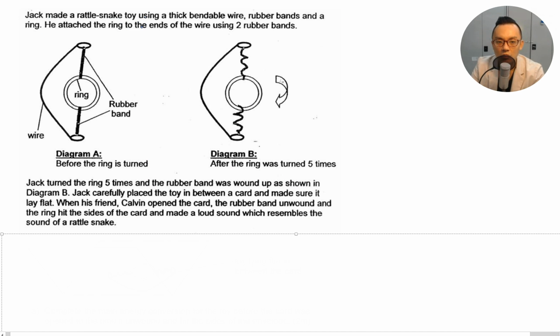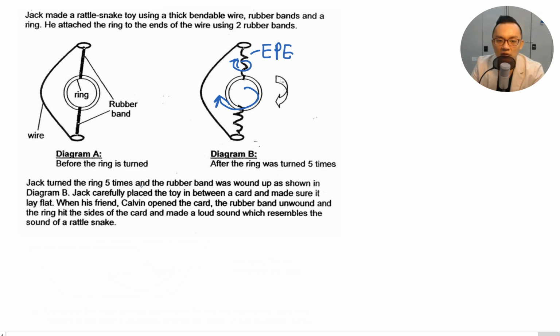Okay, so this is a very long question. You can read it yourself first. He made a toy using some wire, rubber band, and a ring. Attach the ring to the end using 2 rubber bands. So basically there's a ring here. If you turn the ring many times, then you will turn the rubber band many times. So this is actually elastic potential energy. If you have not read this question, pause the video and go and read this question first.